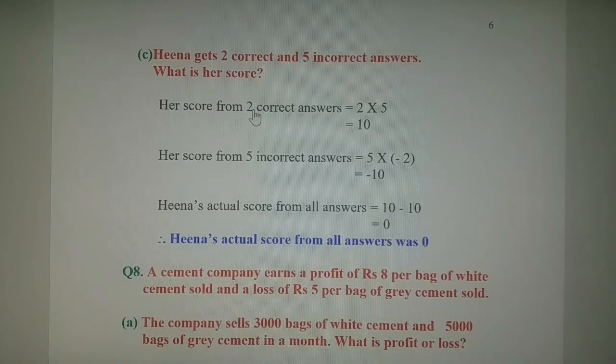So Hina gets 10 marks from answering 2 questions correctly, but also her marks are deducted because she answered 5 questions incorrectly. So 10 marks are also deducted. So Hina's actual score from all the answers will be 10 minus 10, that is 0. So Hina's actual score from all the answers was 0.